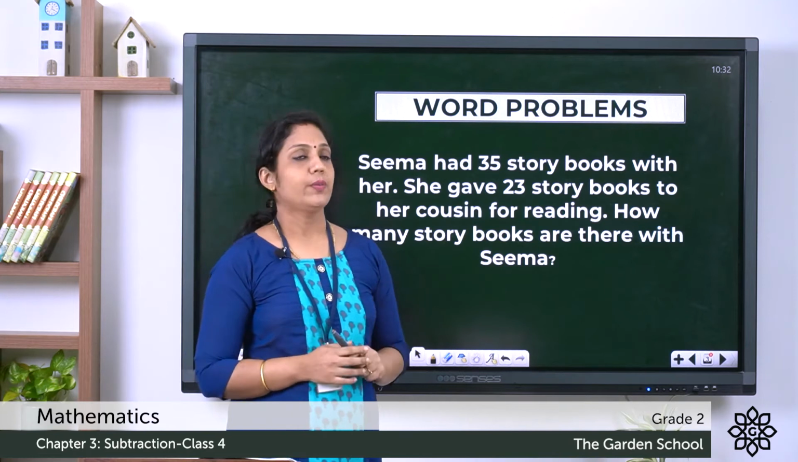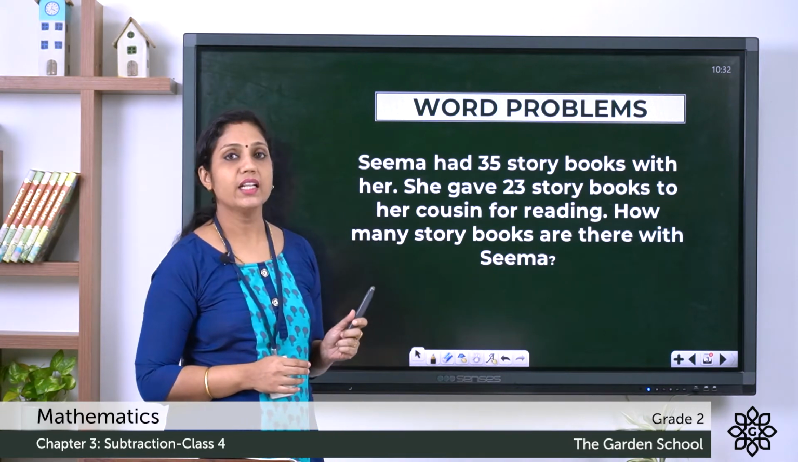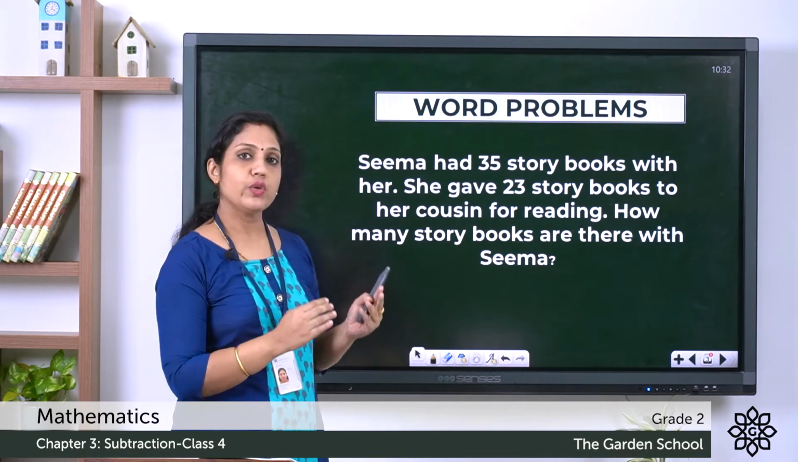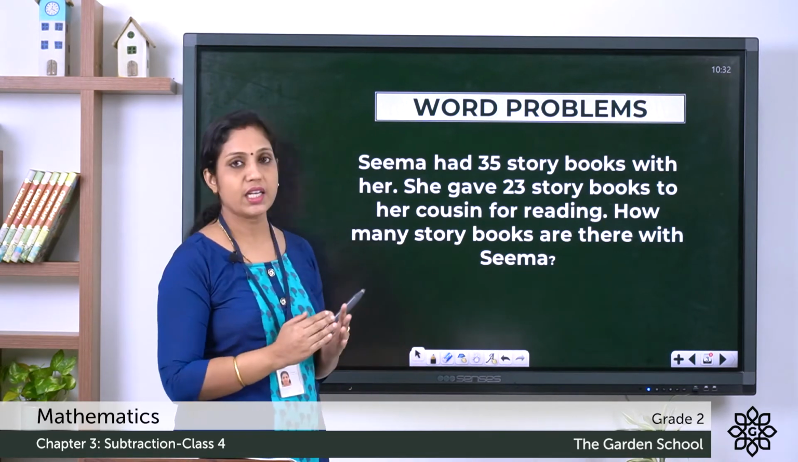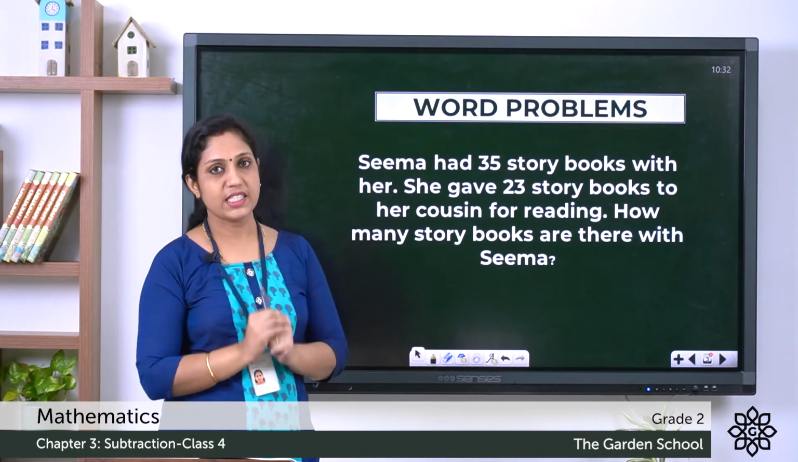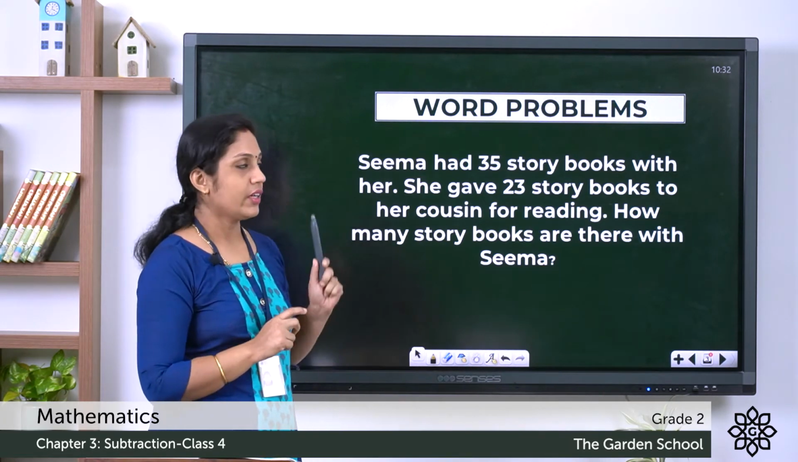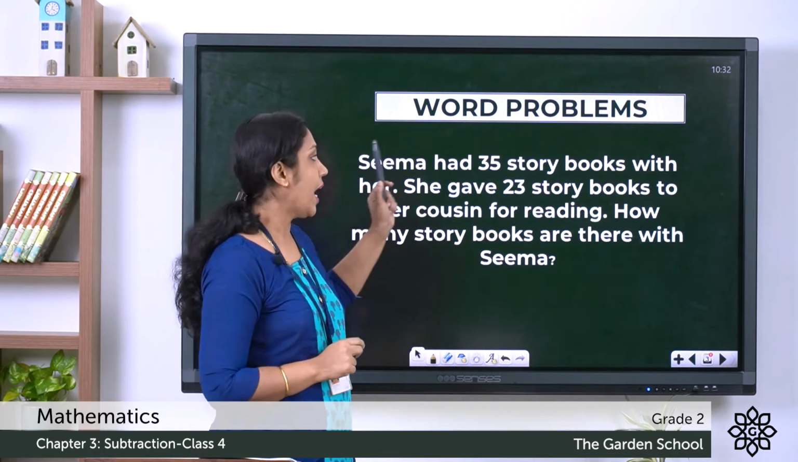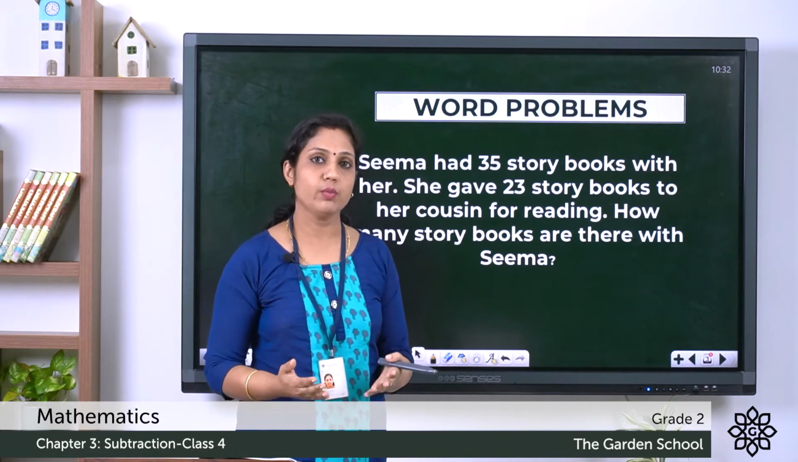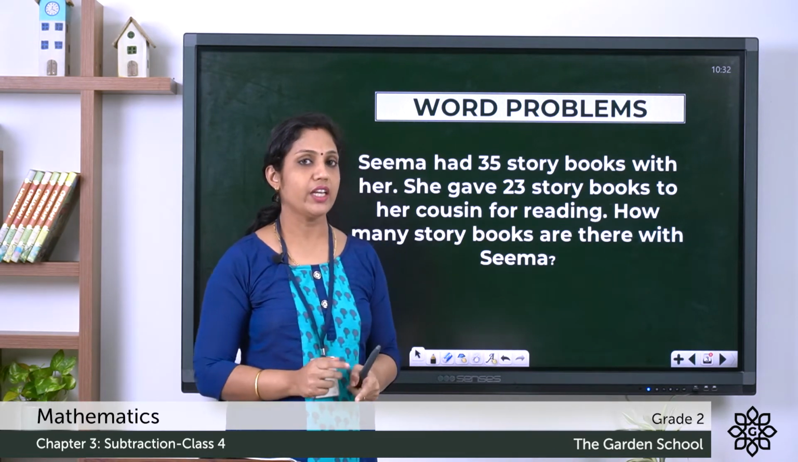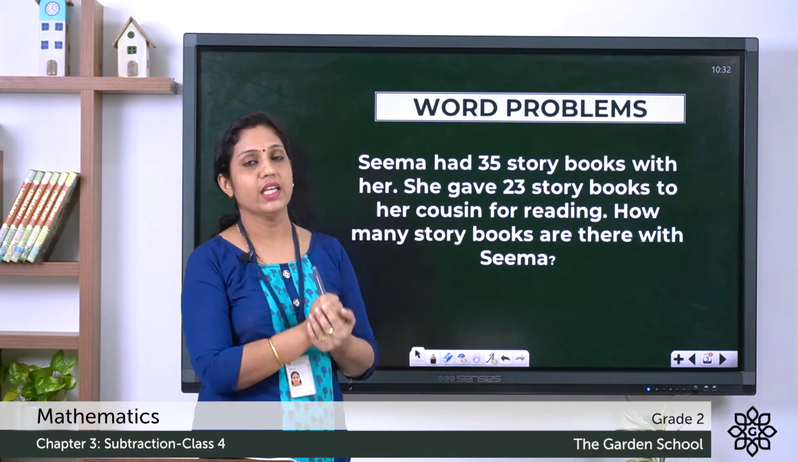Let's check another word problem. Seema had 35 storybooks with her. She gave 23 storybooks to her cousin for reading. How many storybooks are there with Seema? Here, read the sentence properly. Seema had 35 storybooks and she gave away 23 books to her cousin. Now what we have to find out? We have to find out how many books are there with Seema.